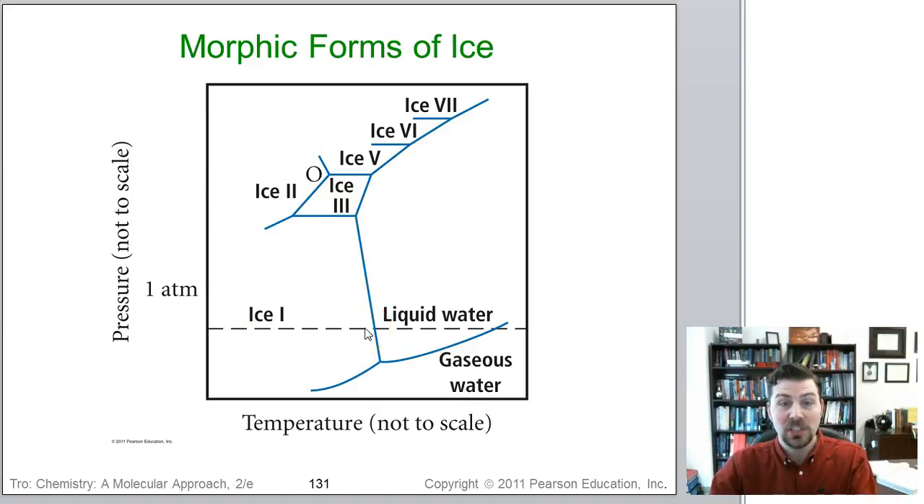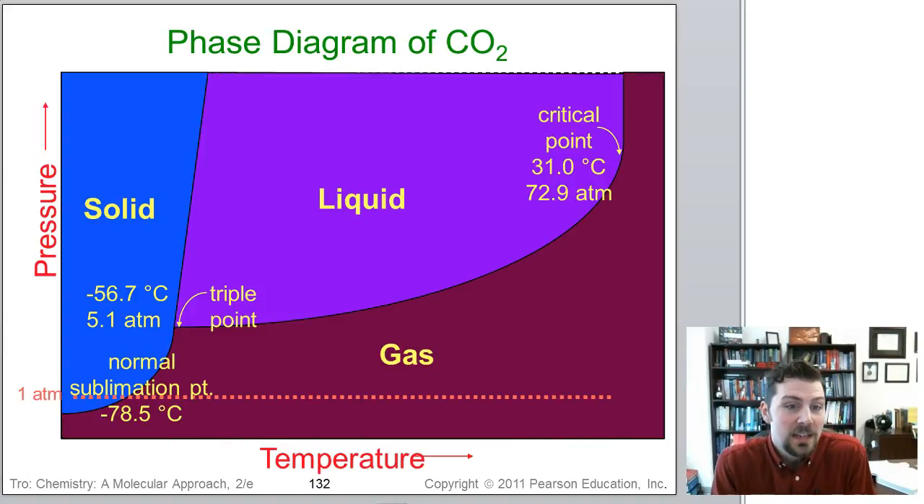Definitely not to scale. Actually, you should look this up on Wikipedia. It's pretty interesting. Spend some time looking over it. Now, we can make a phase diagram for anything. Here's a phase diagram for CO2, carbon dioxide, and notice the solid-liquid line kind of leans forward. That's the common thing you'll see for most substances.